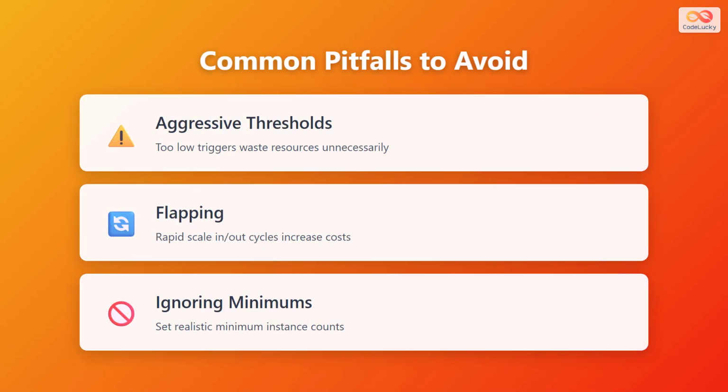Avoid these common mistakes when implementing autoscaling. Setting aggressive thresholds too low causes your system to scale up unnecessarily, wasting resources and money. Flapping occurs when rapid scale-in and scale-out cycles happen repeatedly, increasing costs without improving performance. Ignoring minimum instance counts can leave you underprotected during failures. Always set realistic minimums that ensure high availability while balancing cost considerations. Understanding these pitfalls helps you design more effective autoscaling strategies.